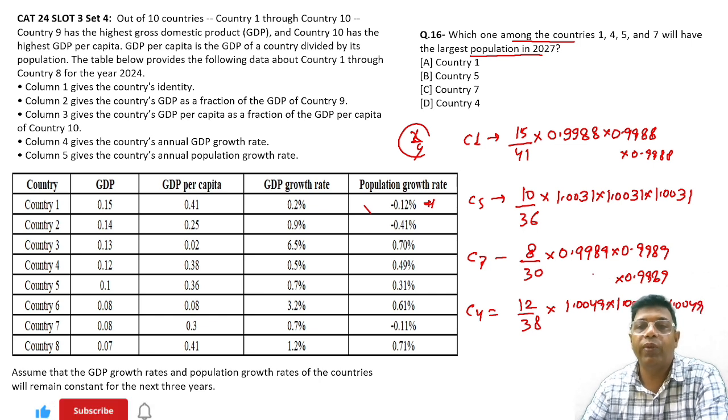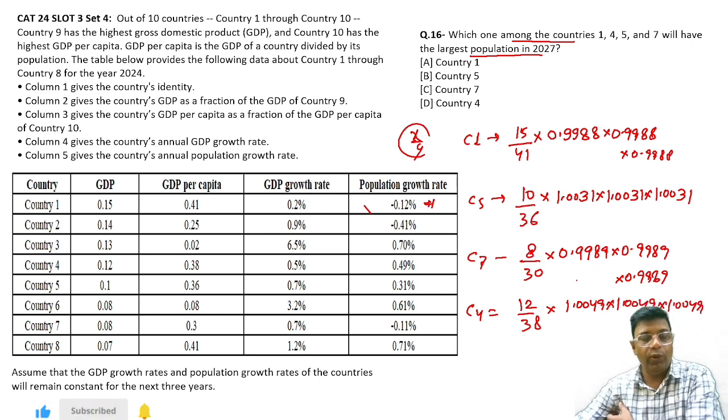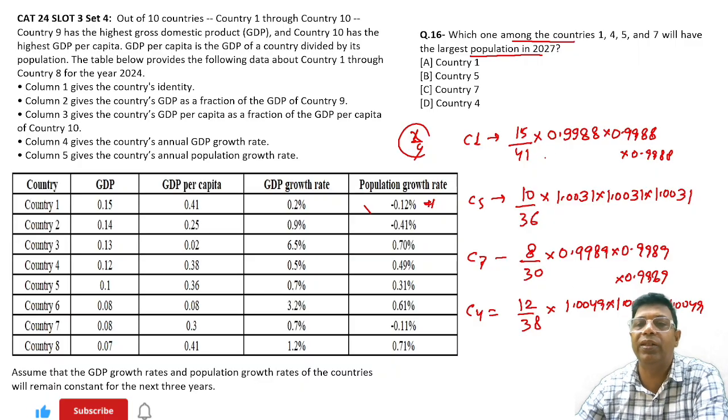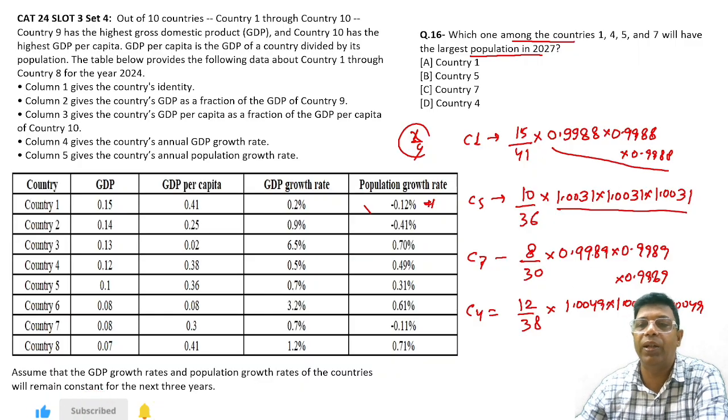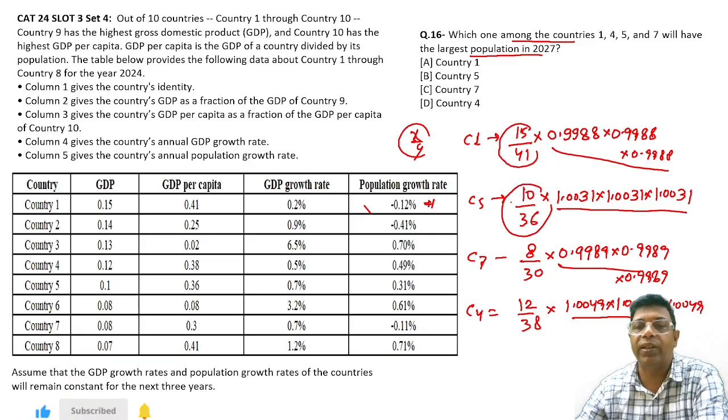Now we'll figure out which one has the largest population. These values look to me very negligible. It won't make much difference. So I should think which one is the highest population among all these values. If you look at 15 by 41, 10 by 36, this is almost 1.5 times, while there is a marginal difference. So I would say C1 is bigger than C5. C5 is gone. Between C1 and C7, again I can say C1 is bigger, and between these two also C1 is bigger. So I would say country 1 would have the largest population.